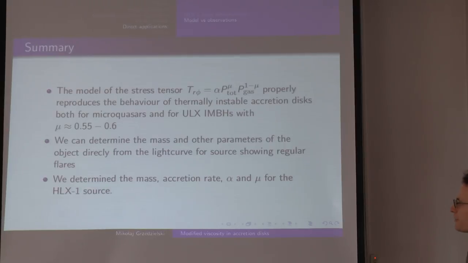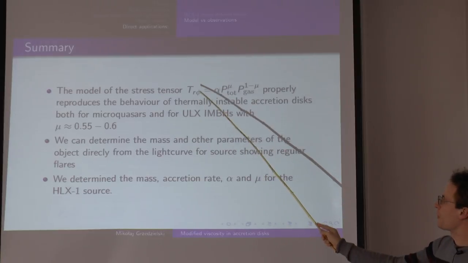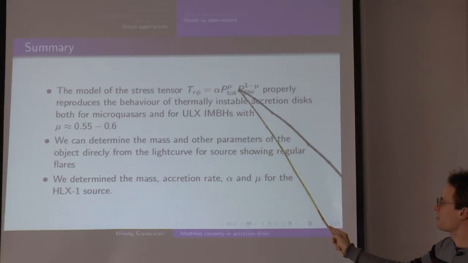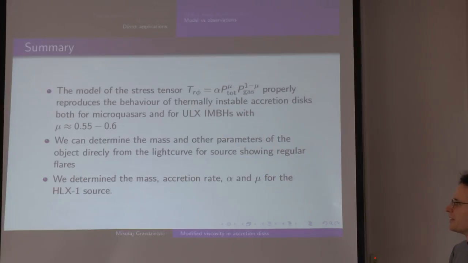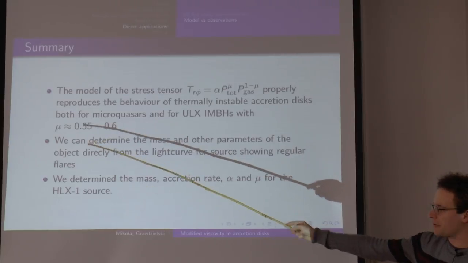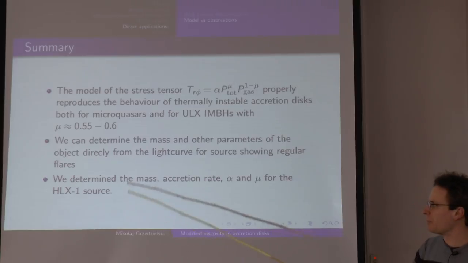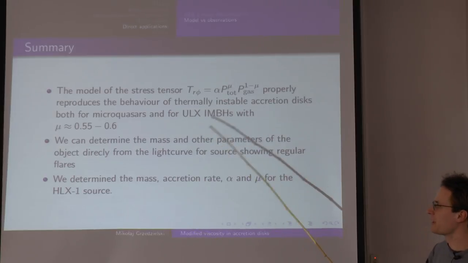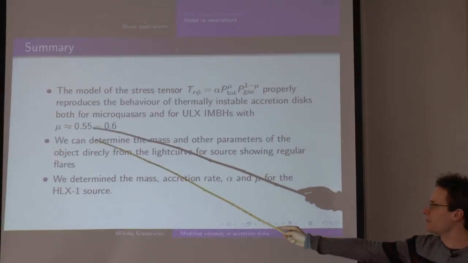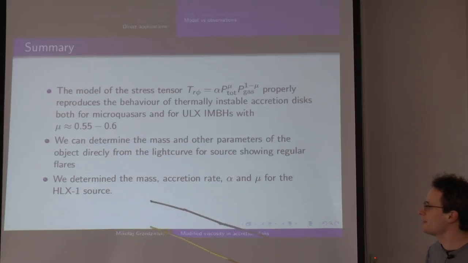In summary, we had this model with a stress tensor in this general approach, which somehow models the existence of a magnetic field, because lower mu stabilizes the disk like a magnetic field. We get the result that for both ULX and intermediate mass black holes, mu is between 0.55 and 0.6, and we can also determine the mass of the objects.